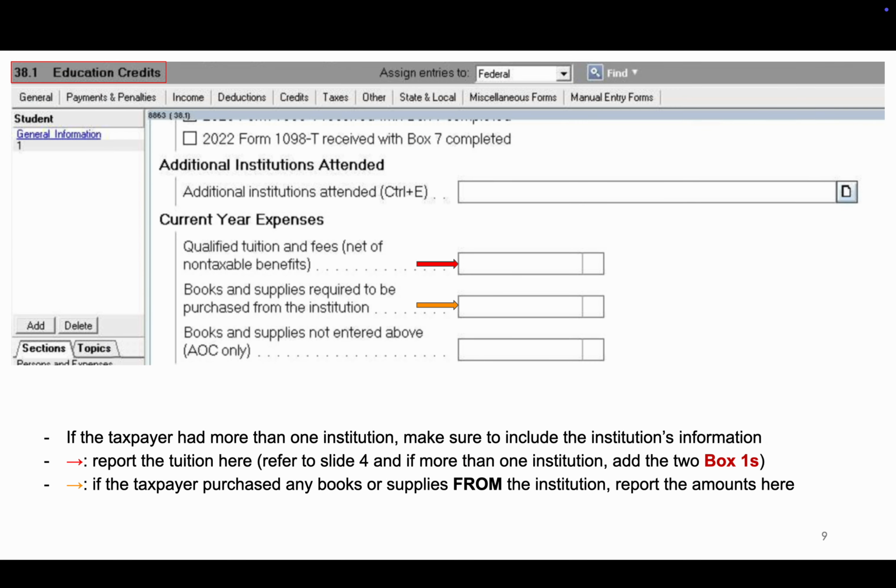Next, we'll be going over to see if they have any additional institutions. For example, if they went to a community college for extra classes, or if they for any reason have two 1098-Ts. The second one, usually the one with the lesser amount, will be entered under the additional institutions attended. Then, for current year expenses, just enter in box 1 in the qualified tuition and fees, and box 2 is going to be any expenses. So that's books, potentially lab equipment that the school or classes require them to purchase.